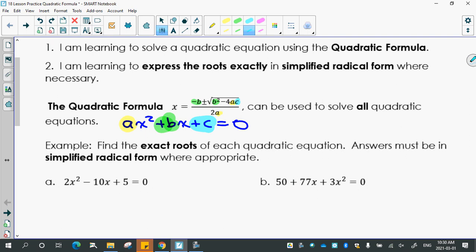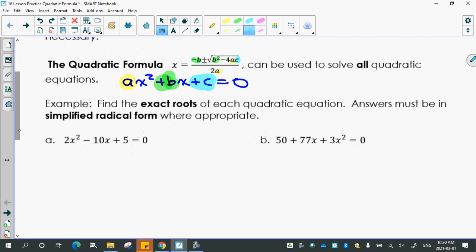So example, find the exact roots of each quadratic equation. Answers must be in simplified radical form where appropriate. The first thing you're going to do is make sure everything's on one side and it's in this format equals 0 so that you can list what A, B, and C are. A is the number in front of x squared, so it's 2. B is the number in front of x, so it's negative 10. And C is the y-intercept, so 5.